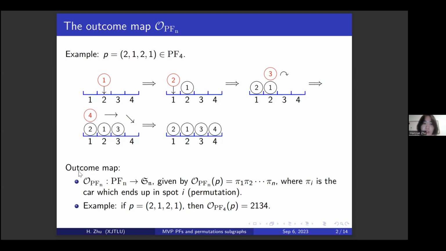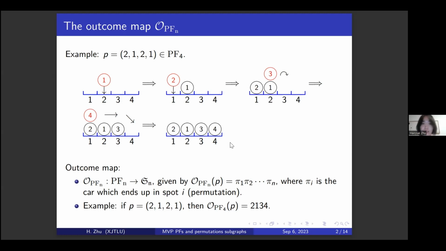Here we use the outcome map to denote the final result from our parking function to the final outcome permutation, which can be denoted by pi 1 to pi n. The index from 1 to n means the index of our parking spots from 1 to n, and pi i means the car that finally stays in spot i. Based on this example, the final outcome is 2, 1, 3, 4, just the sequence of all the cars.